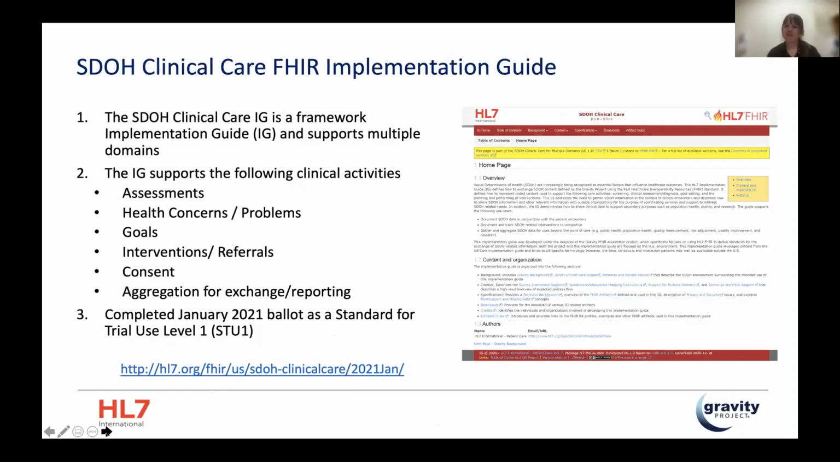It again supports the same activities that the terminology work group is doing, except for a couple more. So again, being able to share information on assessments, on health concerns and problems, on goals, on interventions, including referral tracking, on consent management, and on aggregation. So if any of you are familiar with FHIR, the ballot was completed in January 2021, and now we're working on revisions.